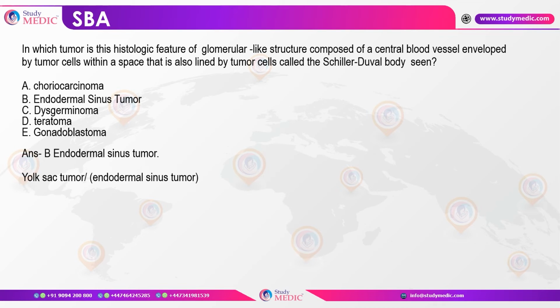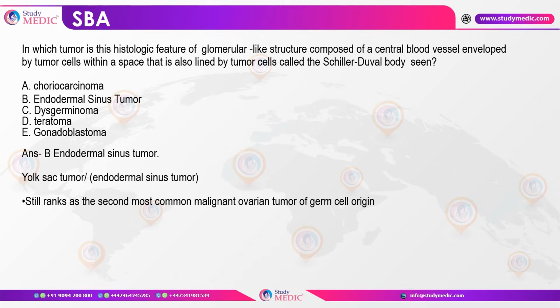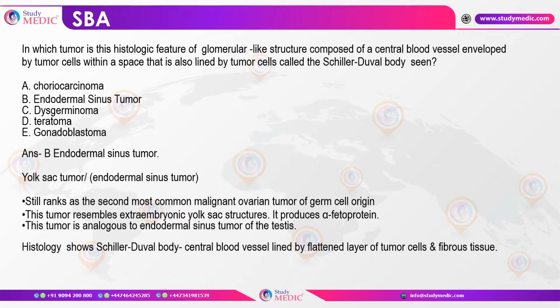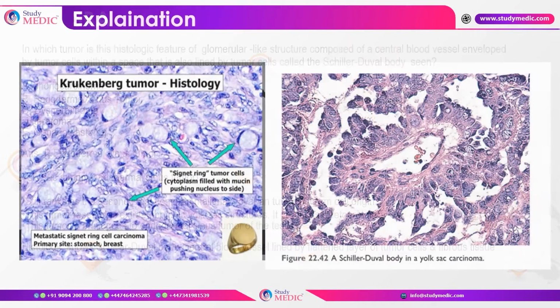Now endodermal sinus tumor is also called yolk sac tumor. It is the second most common malignant ovarian tumor of germ cell origin. It resembles extraembryonic yolk structures and it produces alpha fetoprotein. Now this tumor in the ovary is analogous to endodermal sinus tumor of the testis. That means yolk sac tumor in the ovary is analogous to endodermal sinus tumor of the testis. So this is the typical histology that you would see.